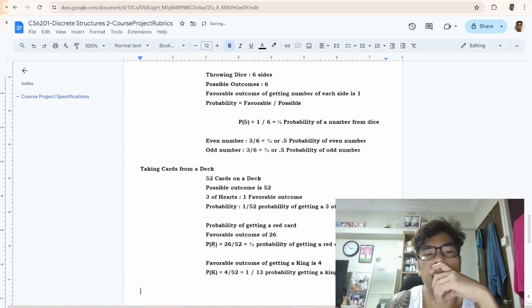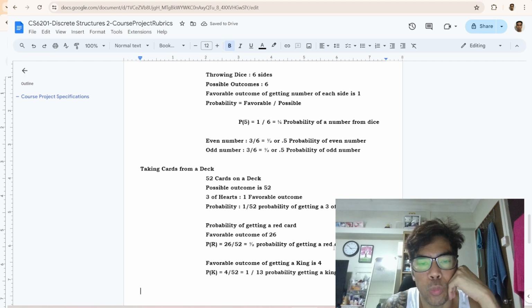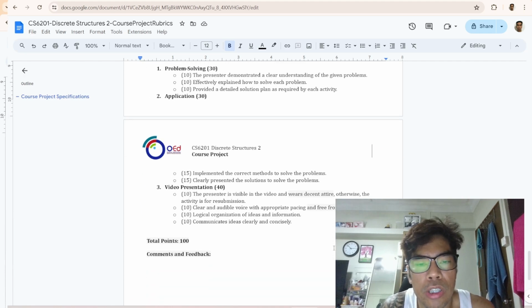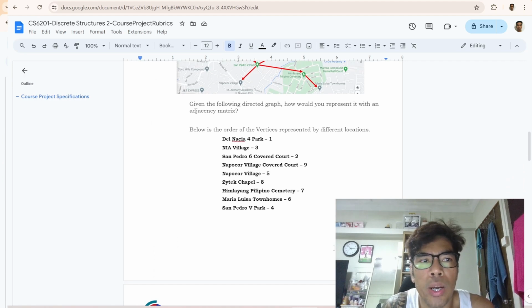As I said, it will be a case-to-case basis on what we want to draw, or what the requirement is to draw from the deck of cards. So that's it. This is the course project for CS6201 Discrete Structures. Thank you.